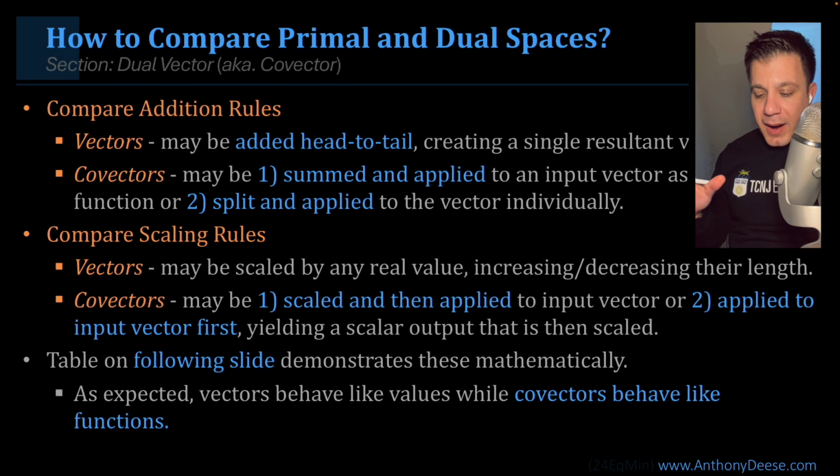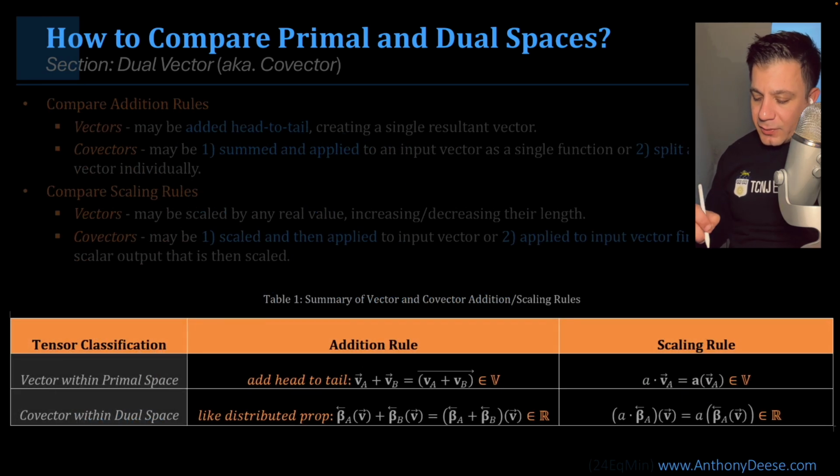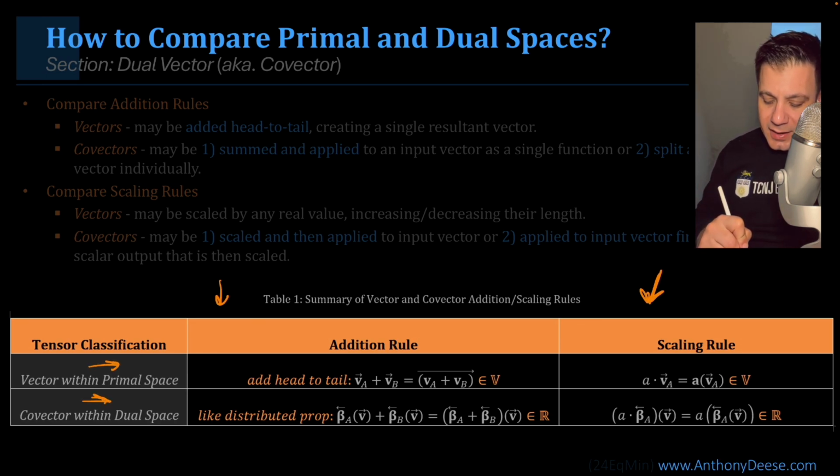So let's compare these addition rules. I think I have a table down here. Okay, great, which will allow us to see the results. So why don't we first look at the table. We have the addition rule, we have the scaling rule, then we have how it applies to vectors within a primal space and how it applies to covectors in the dual space.